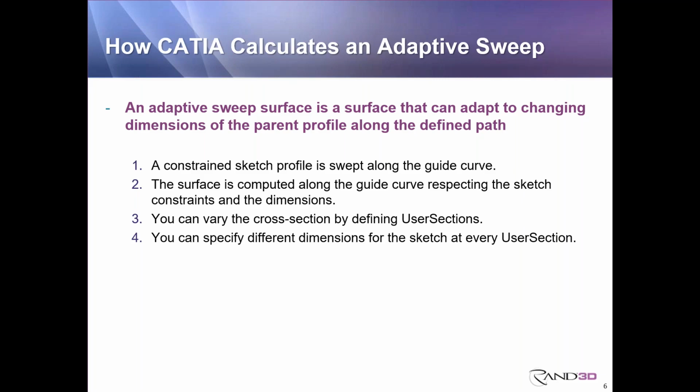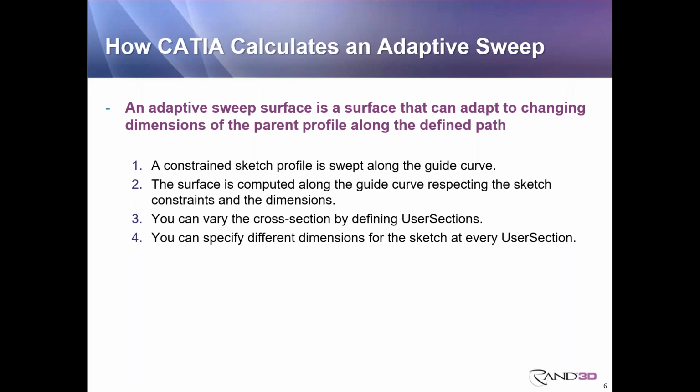A constraint is created between the guide curves and the sketch origin, so that the sketch origin is always placed on the guide curve throughout the length of the sweep. The surface itself is computed along the guide curve with respect to the sketch constraints and dimensions. That's both geometric and dimensional constraints. To make the dimensions of the sketch vary, you do have to have these values created in the sketch so that they can be presented at the point where you define individual dimensions along the guide curve.